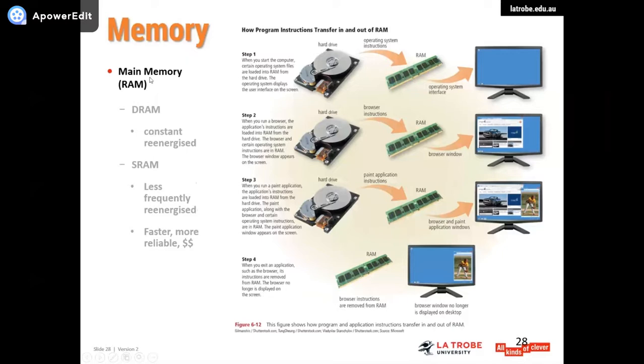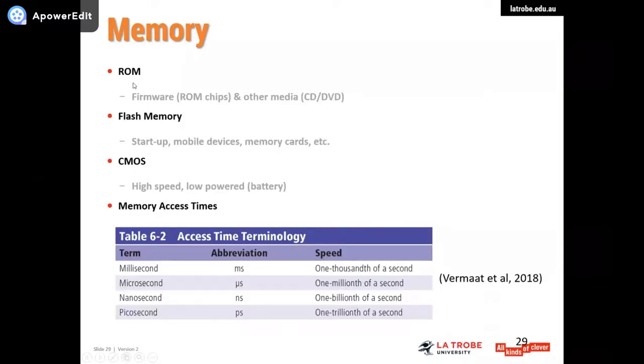And then the main memory is the RAM. DRAM, SRAM, what's the difference? What are the pros and cons, and what are the 4 steps that help program instructions transfer in and out of the RAM? This is also important. Then ROM, flash memory, CMOS. You should know these concepts by heart.